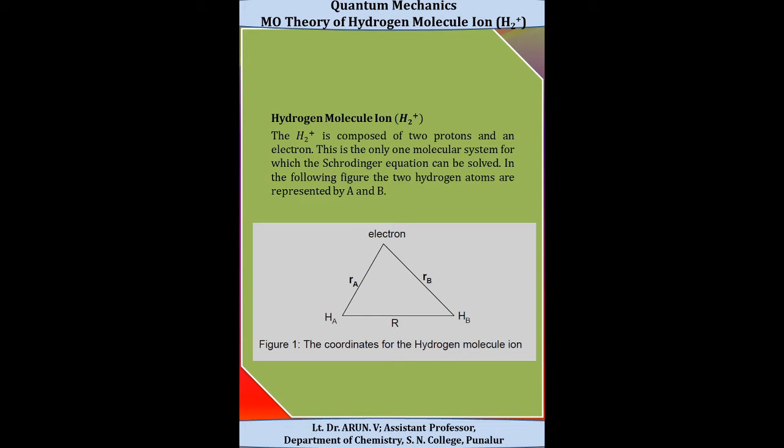The following figure shows the schematic representation of the hydrogen molecule ion, and these two hydrogen nuclei are separated by a distance R, and the electron is at a distance Ra from the hydrogen atom Ha, and the electron is at a distance Rb from the hydrogen atom Hb.